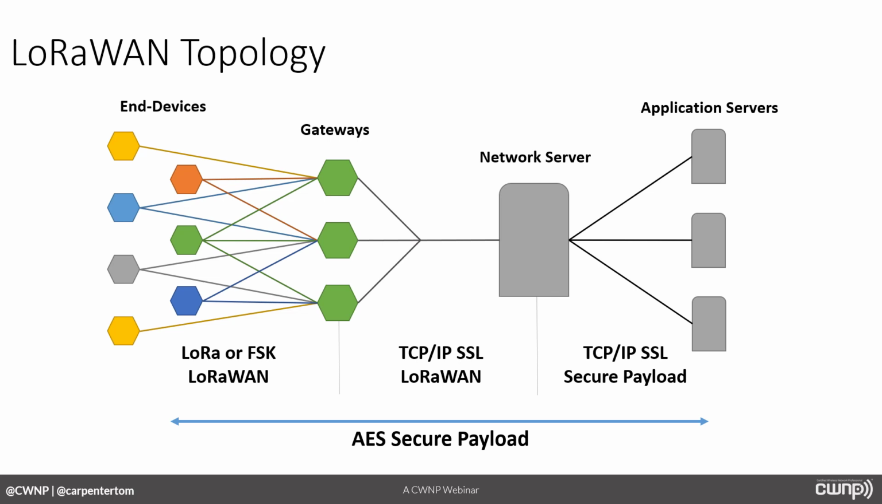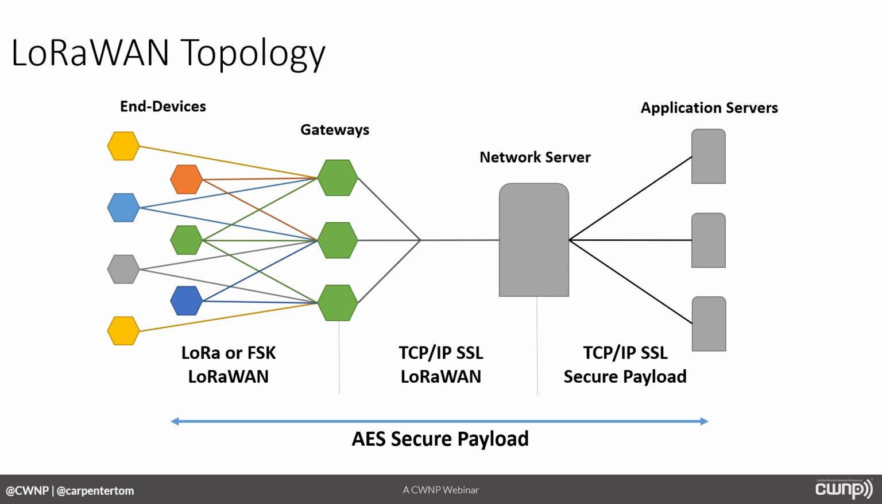We do use 128-bit AES encryption from the end device all the way through to the application server. So that application layer payload is encrypted there. And then we also have AES 128-bit encryption at the network layer as well. So two layers of encryption using two different keys in the communication process. So this gives you an idea of the LoRaWAN topology overall and the things involved.